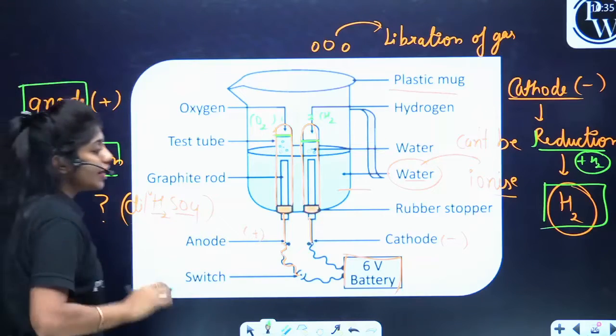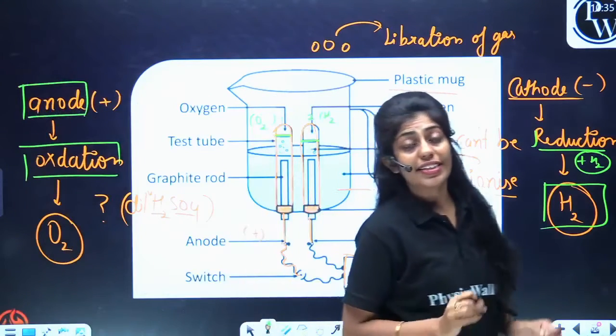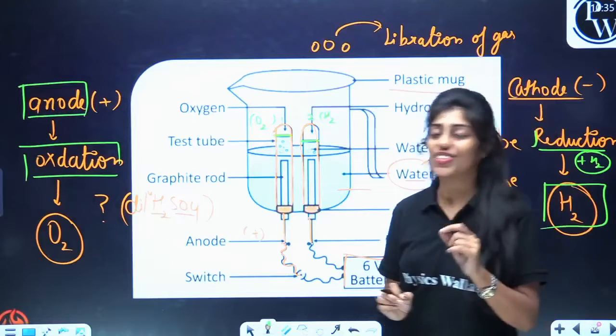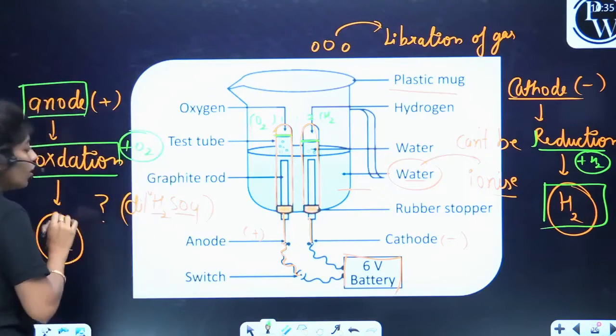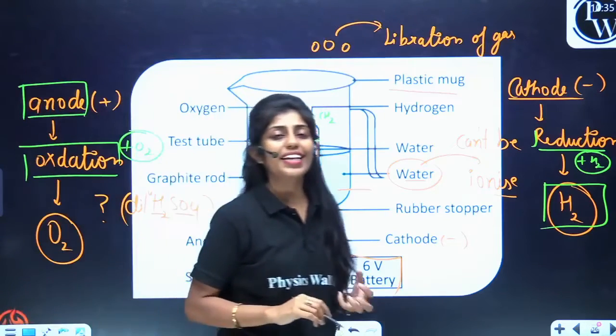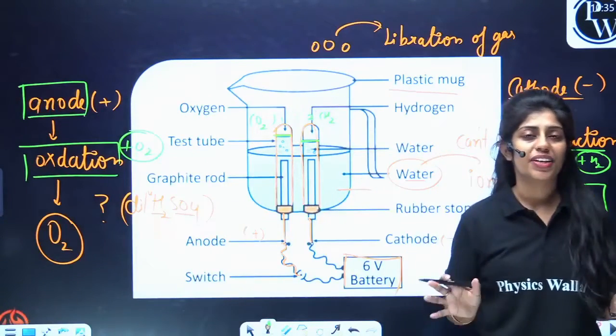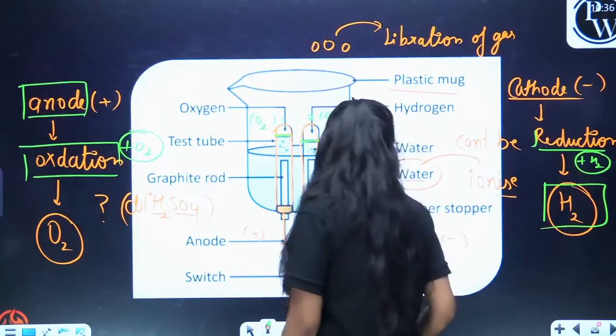At the anode, oxidation is taking place. What is oxidation? Addition of oxygen, yes or no? So oxygen will be liberated at the anode. That is all clear.